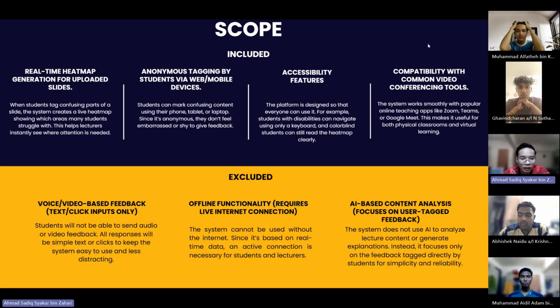The scope excludes voice or video-based feedback. Students will not be able to send audio or video feedback. All responses will be a simple tap or click to keep the system easy. Also excluded is offline functionality. The system cannot be used without the internet. The last one is AI-based content analysis. The system does not use AI to analyze lecture content or generate explanations.